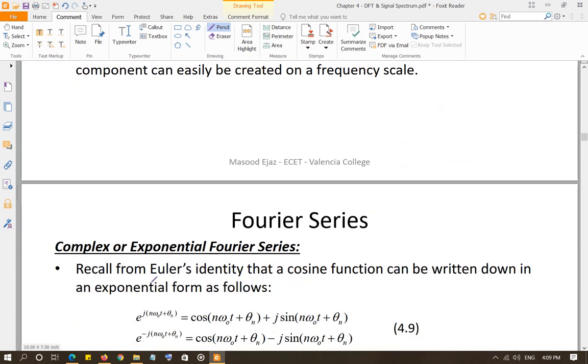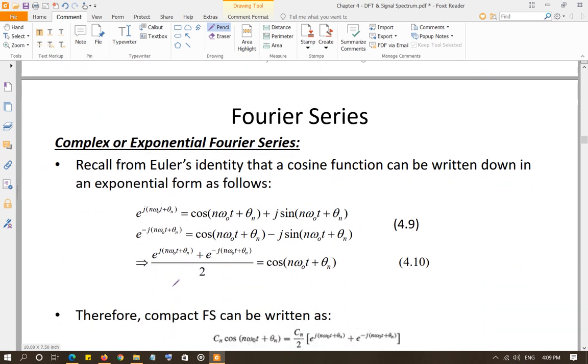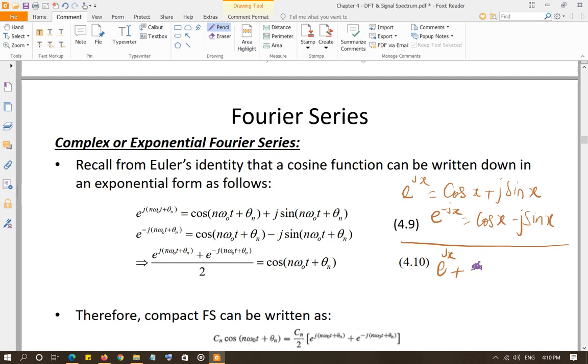You move on from the compact Fourier series to the complex or exponential Fourier series. This is the basis of the discrete Fourier transform, so understand this one. We're going to use Euler's identity, and Euler's identity is simply e to the power jx is cosine x plus j sine x, and e to the power negative jx equals cosine x minus j sine x, right? So when you add these two together, e to the power jx plus e to the power negative jx, you're gonna get 2 cosine x.